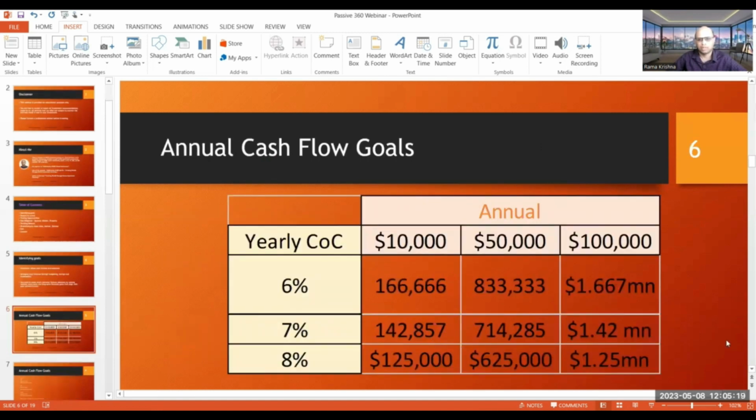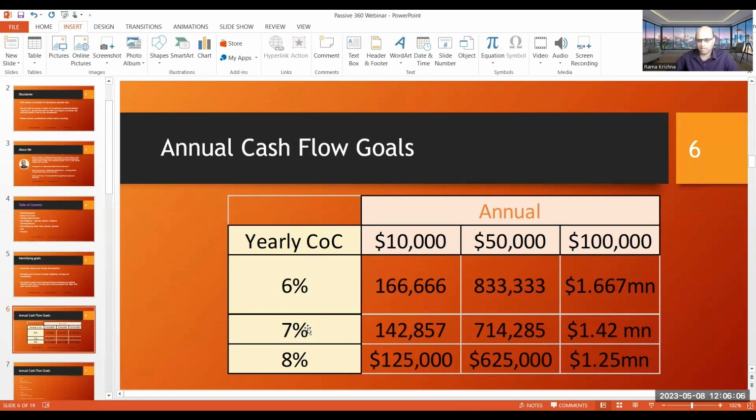Let's move on to the next one. I'm just throwing out multiple scenarios. If you invest passively in any multifamily deals or commercial deals, these are some kinds of scenarios. If your annual goal is 10K in yearly cash on cash, there are multiple scenarios: 6% cash on cash, 7% cash on cash, and 8%. If you go with 6% cash on cash and invest 166.67K, you will achieve 10K per year in cash flow. That is called cash on cash.